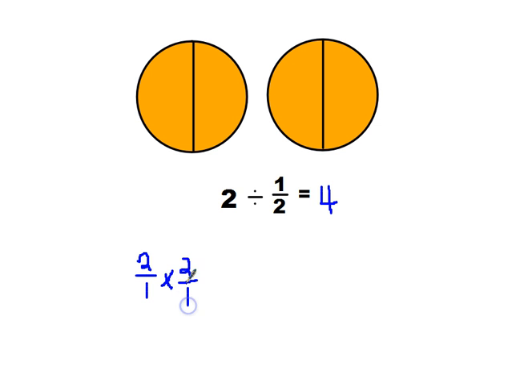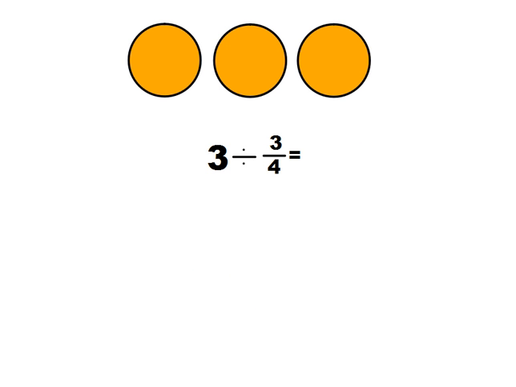Now, how does that work? Well, because I just did the opposite of this and then the opposite of that, and that'll take me where I want to be. Now I just need to multiply straight across. 2 times 2 is 4. 1 times 1 is 1. 4 over 1 is the same as 4. So there it is with both a model and with the algorithm. We'll practice some more. Like, here's 3 divided by 3/4.